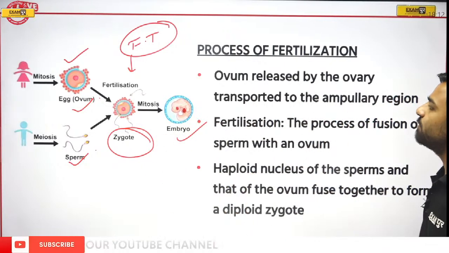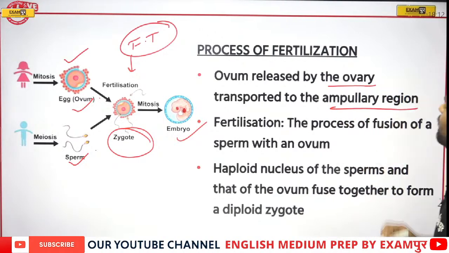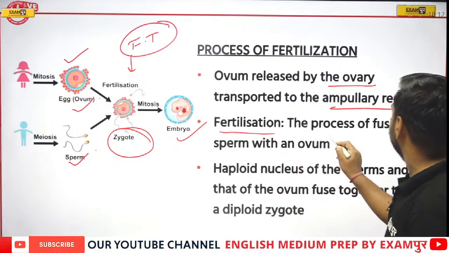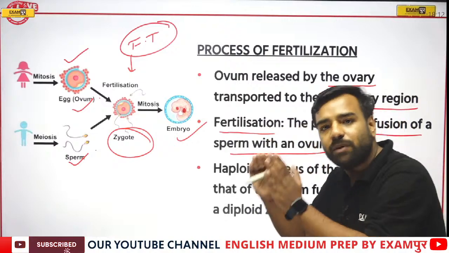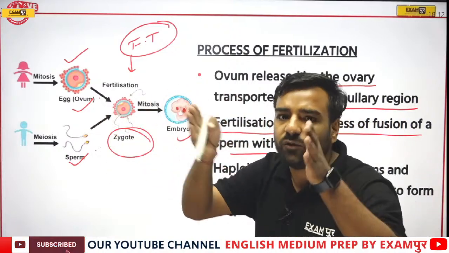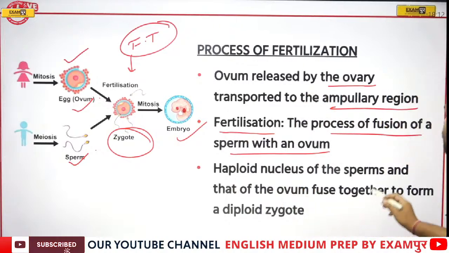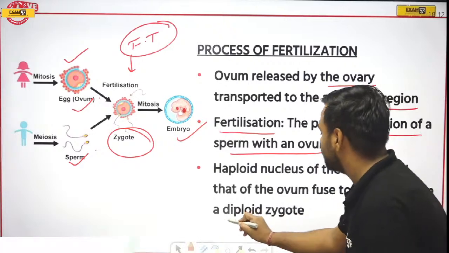Let's come to the female's part. Ovum is released by the ovary and transported to the ampullary region. Now what will happen? In the process of fertilization, the fusion of a sperm with an ovum takes place. That is, the sperm and the egg cell fuse together and finally form the zygote. This is fertilization. The haploid nucleus of the sperm and that of the ovum fuse together to form a diploid zygote.